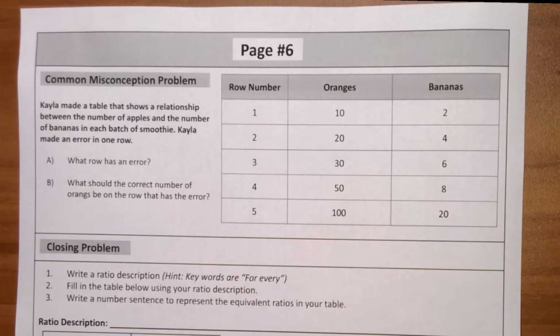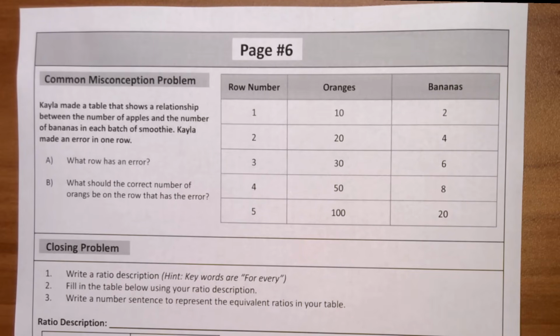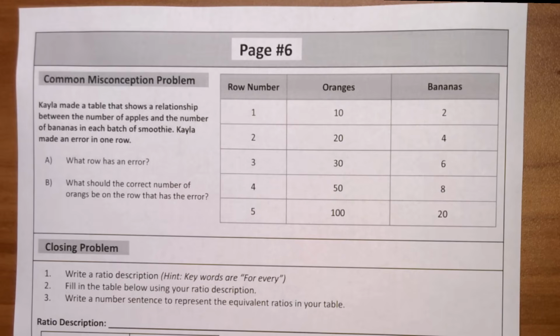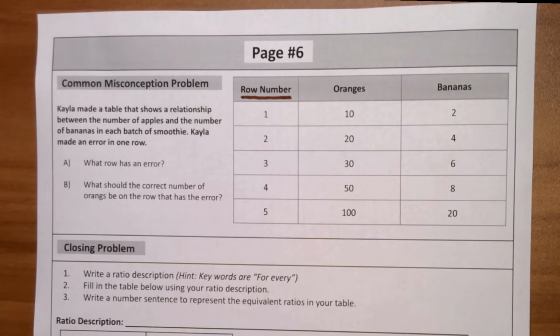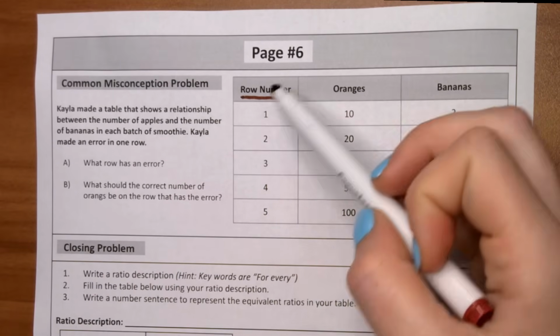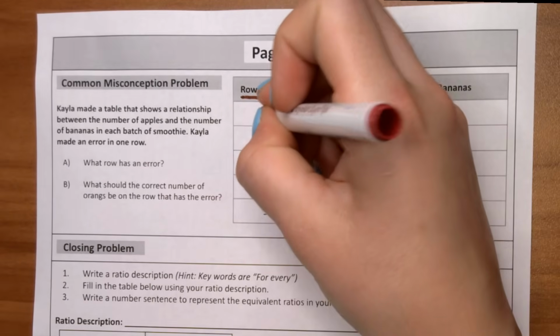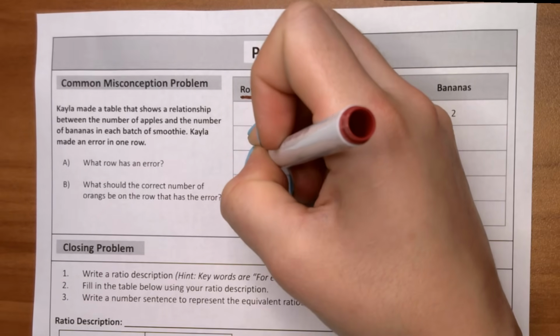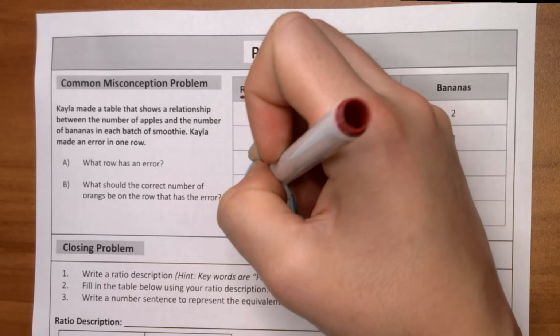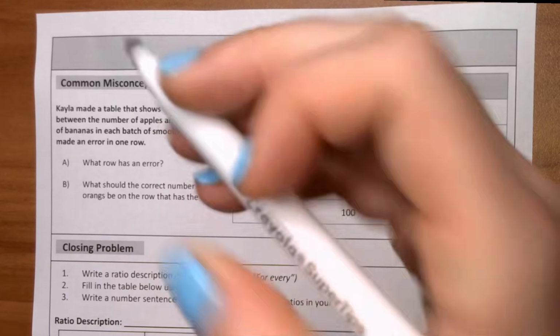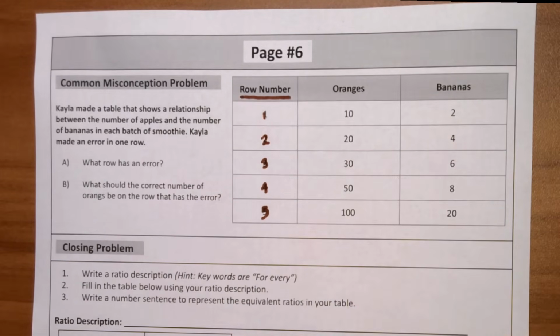Page 6 says, Kayla made a table that shows a relationship between the number of apples and the number of bananas in each batch of smoothie. Kayla made an error in one row. What row has the error? So here are our row numbers. I'm just going to highlight them in marker because I think sometimes these numbers confuse students a little bit, but we're really just labeling the rows so we can figure out where the error or the mistake is.